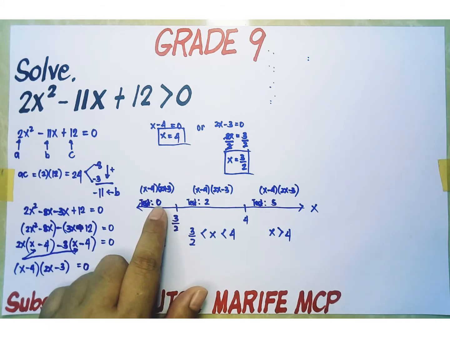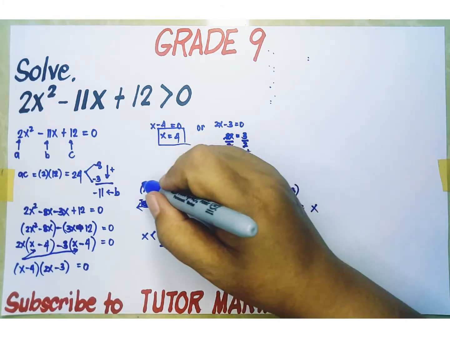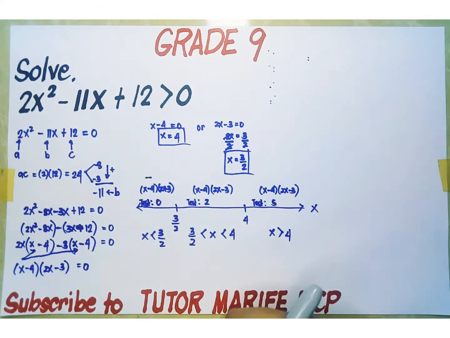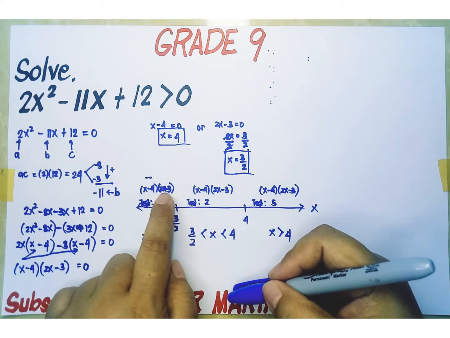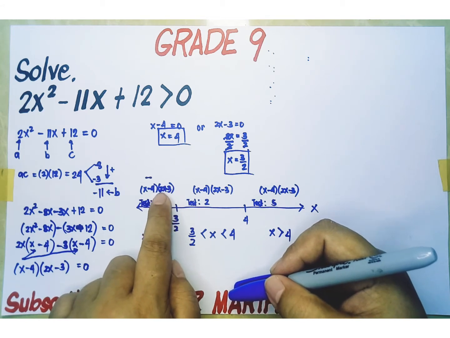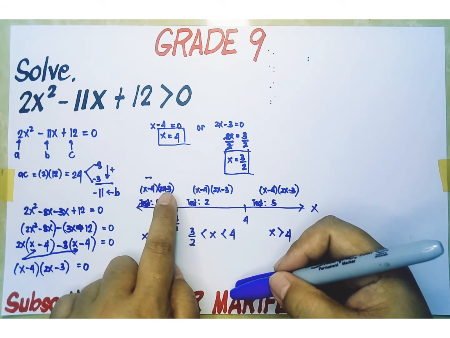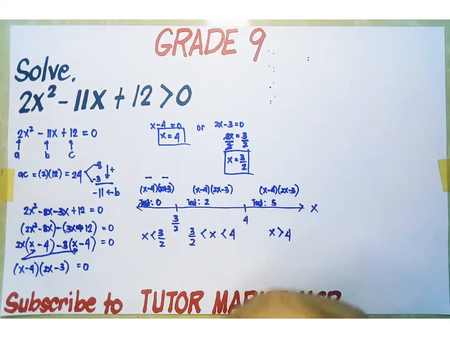Okay? So if you plug 0 into x minus 4, this becomes 0 minus 4, and the result is negative 4. You just write the sign, so it's negative. If you plug 0 into 2x minus 3, the first term becomes 0 because multiplication by 0 is always 0. So you're left with negative 3. And the sign of the result is negative.